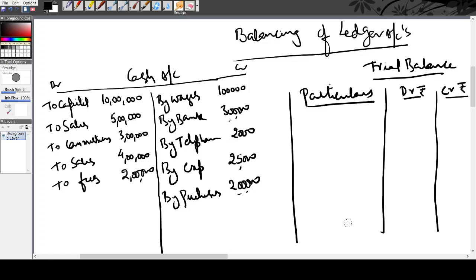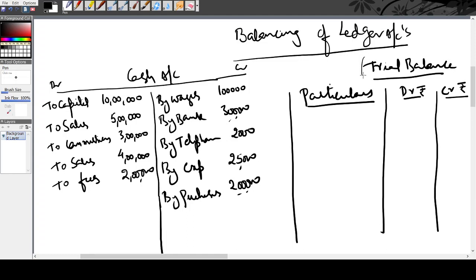Hi friends, in our earlier videos we have learned how to write journal entries, how to record the various transactions of a business in the journal, and then in our next videos we learned how to prepare ledger accounts, how to post the journal entries from the journal to the ledger. Now in this video we'll learn how to balance a ledger account and prepare something called a trial balance.